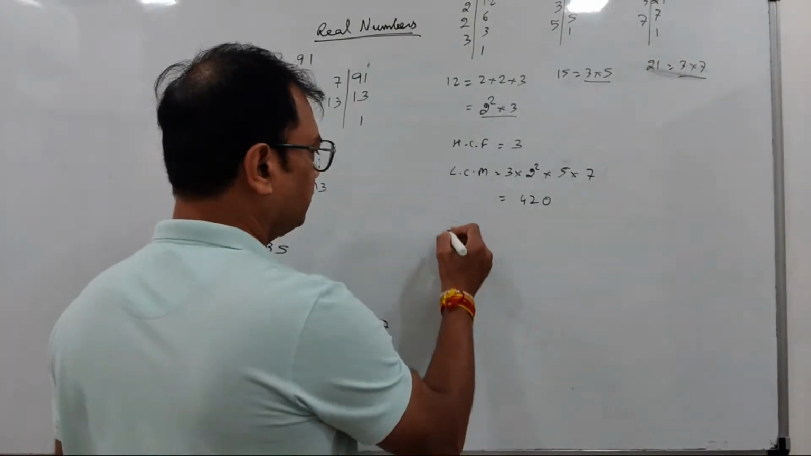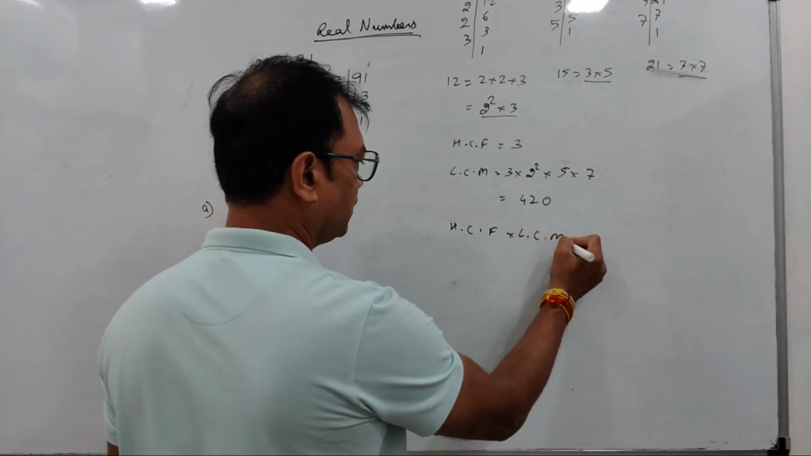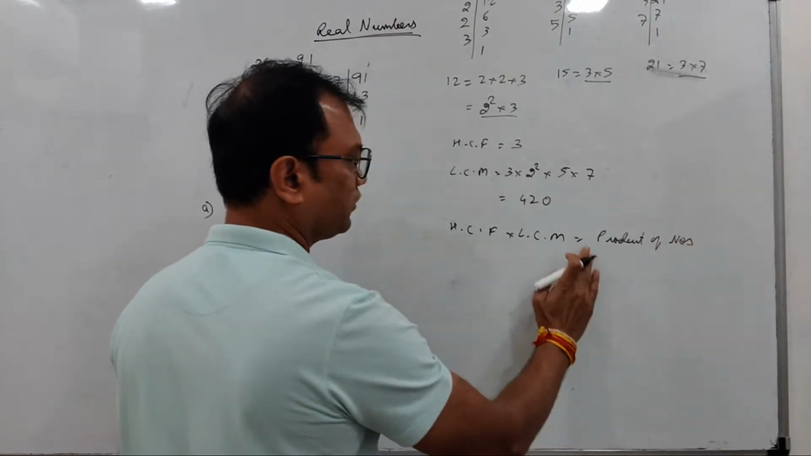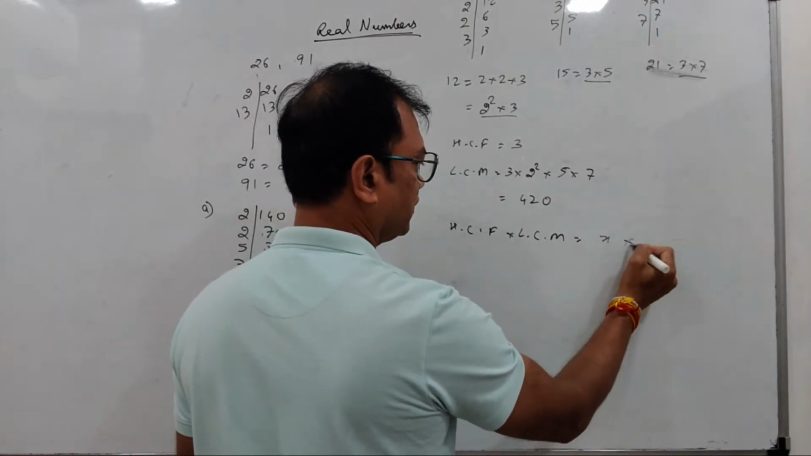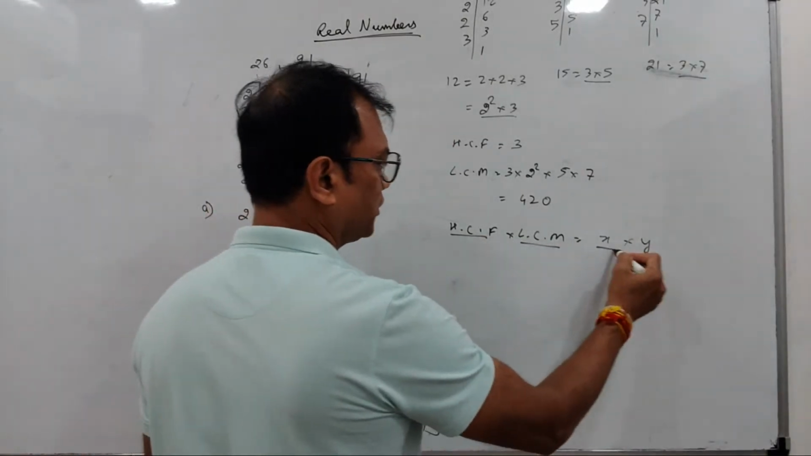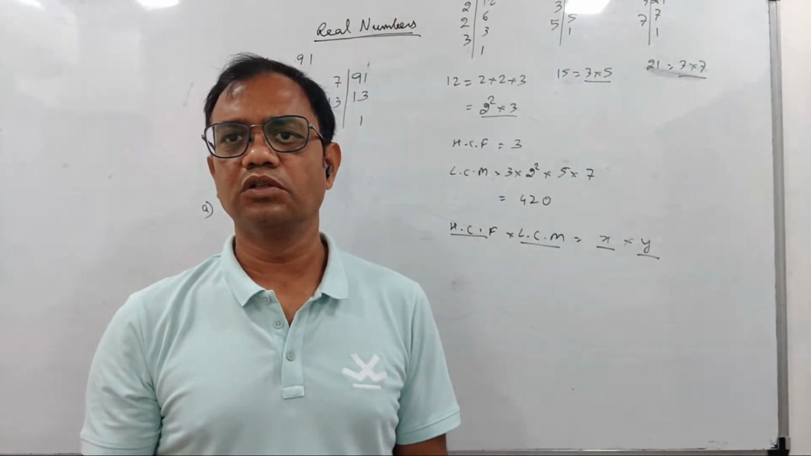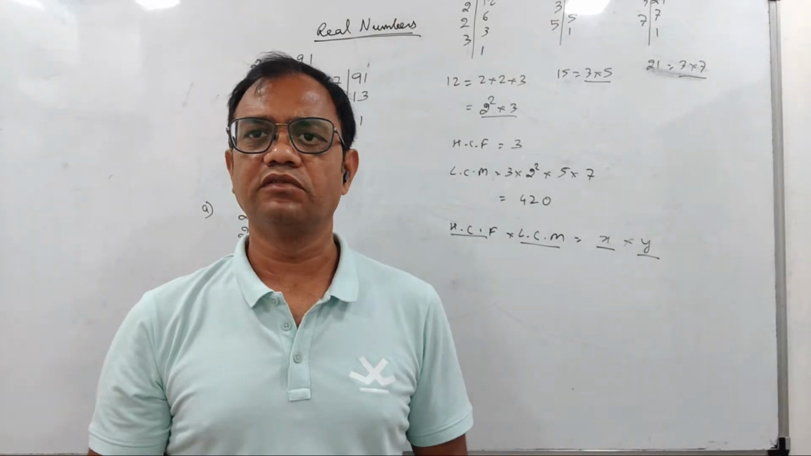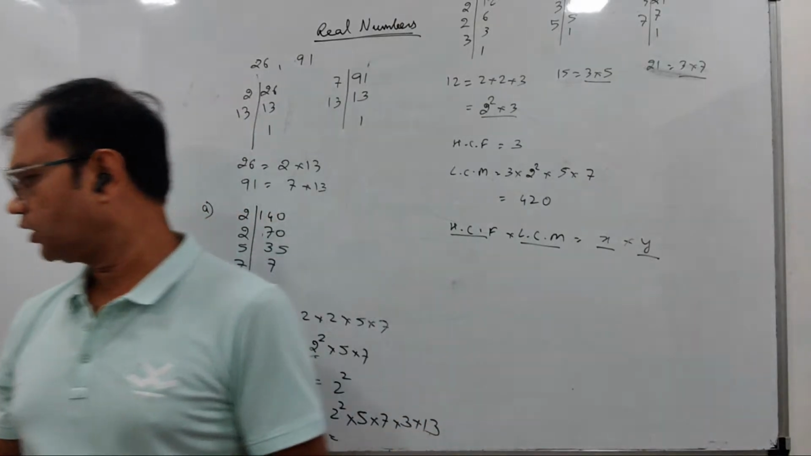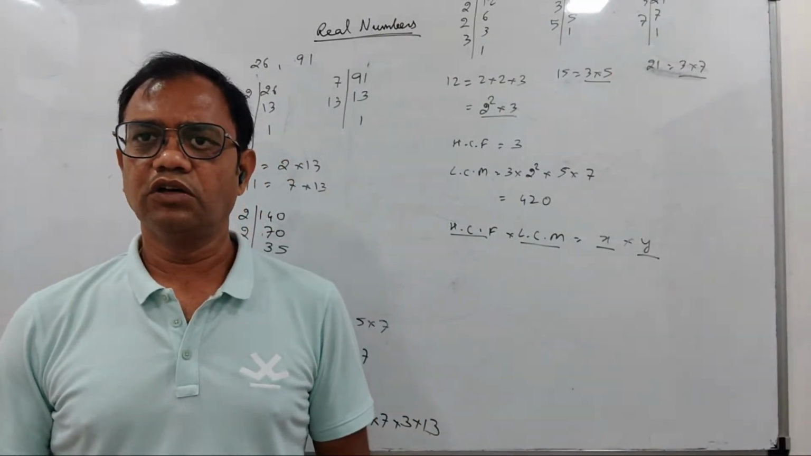So for 2 numbers there is a relation that HCF into LCM is equal to product of numbers. I am writing down this product of numbers as, let's say, x into y. Now there are 4 quantities over here. Simple maths rule says that out of 4 numbers, if you know the value of 3 numbers, the remaining 1 number you can find out. So out of those 4, if you are given any 3, you can find out the remaining 1.